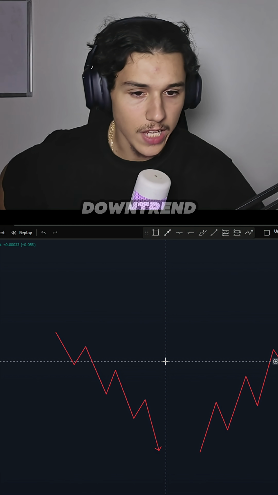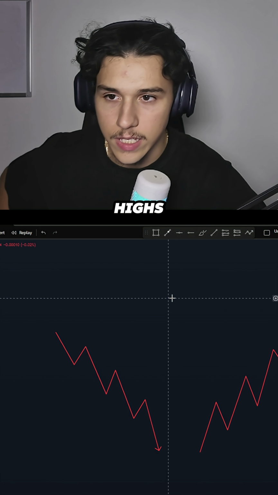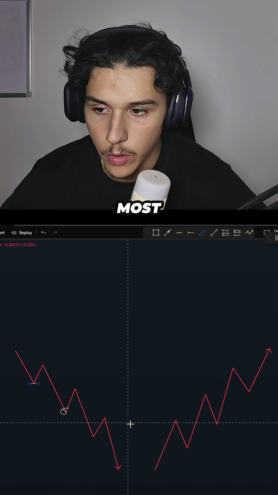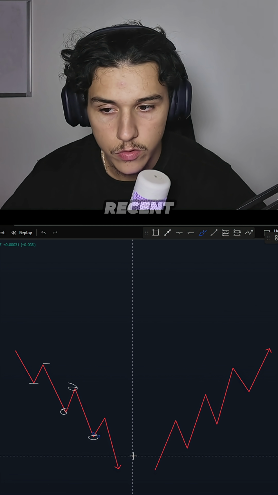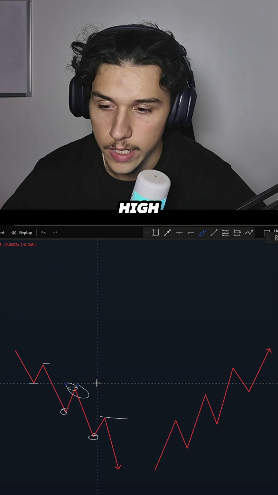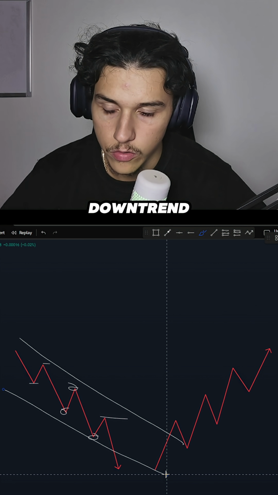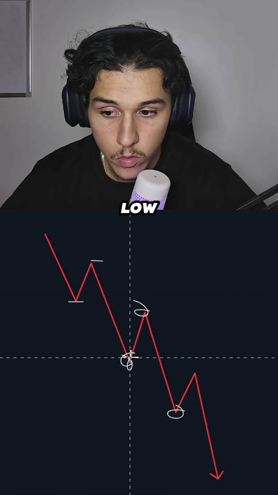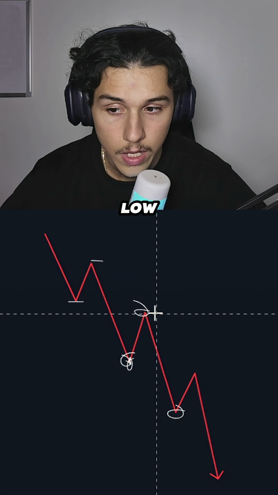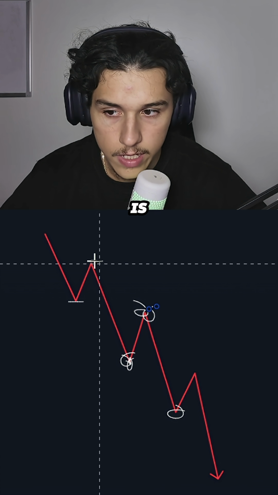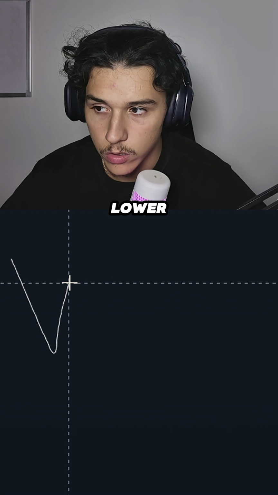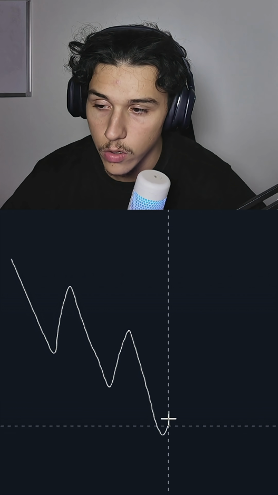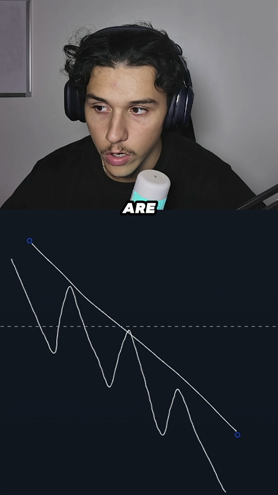The way price moves in a downtrend is by making lower lows and lower highs, which means that price has closed below the most recent low and respected the most recent high, then closed below the most recent low again and respected the recent high again, which then creates a downtrend. That is why it's called a lower low, because the current low is lower than the previous low, and a lower high because the current high is lower than the previous high. So if price continuously makes these lower low, lower high, lower low, lower high, you are in a downtrend.